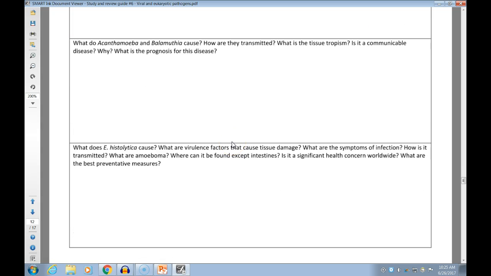Acanthamoeba and Balamuthia, granulomatous amoebic meningoencephalitis. Transmission via broken skin from the soil. Tissue tropism, well, brain obviously. It's not communicable. Prognosis is different depending on when you start treatment. Often it is very poor.